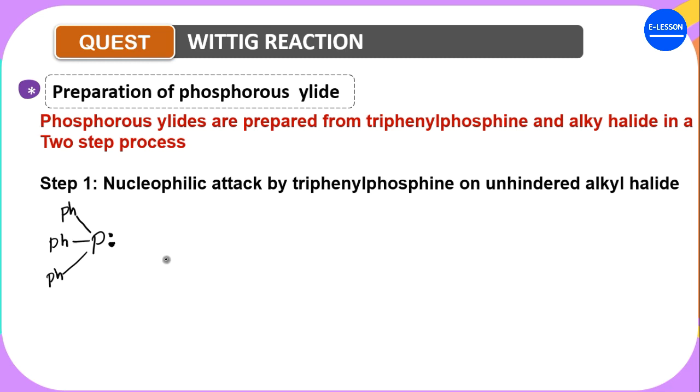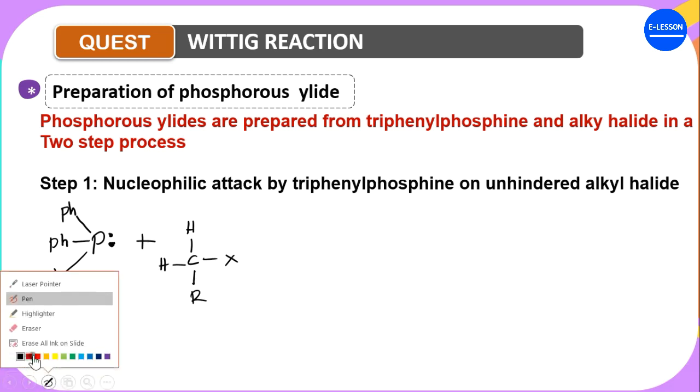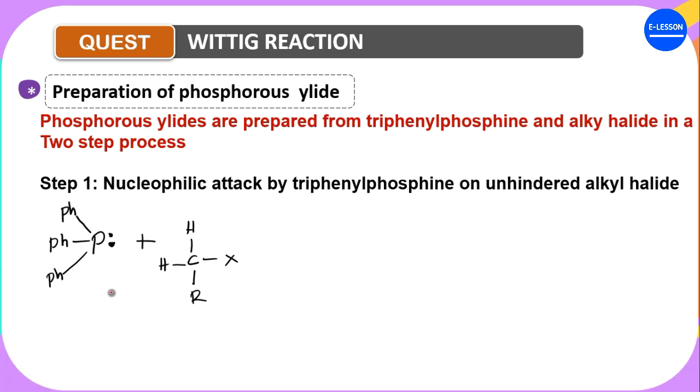Now, when triphenyl phosphine reacts with an alkyl halide, let's say alkyl bromide or any of the alkyl halides. Now the alkyl halide you react with should be a primary alkyl halide, so that there would be no steric hindrance. So if it reacts with this, what do you think will be formed?